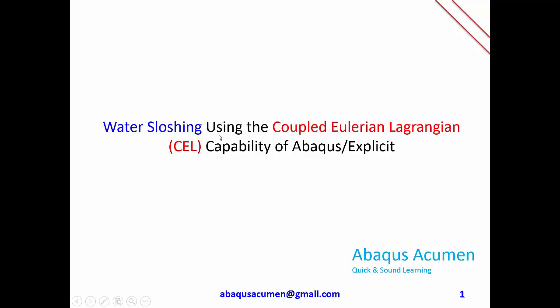We are going to do water sloshing using the CEL technique, a capability within Abaqus Explicit. CEL is only available with Abaqus Explicit. This is our second video on the Coupled Eulerian Lagrangian method. Our first video was on a can drop test using CEL. We recommend you watch that also, so you get familiar with the CEL technique.